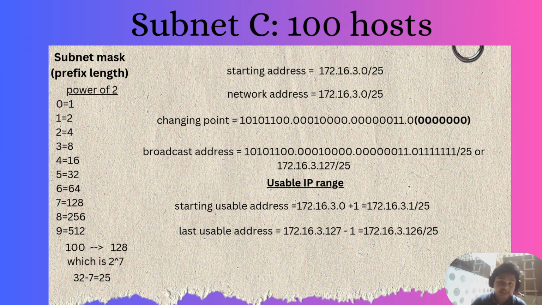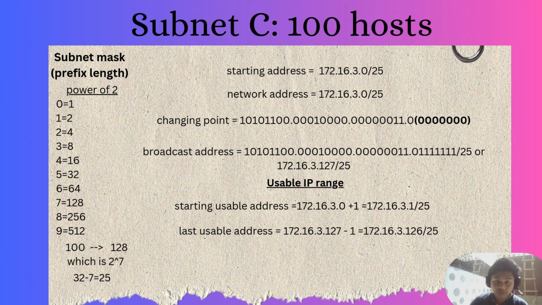Okay, for subnet C, 100 hosts. The required number of hosts is 100, and the closest power of 2 that can accommodate at least 100 hosts is 128, 2 to the power of 7. To calculate, 32 minus 7 is 25. So the starting address is 172.16.3.0/25.